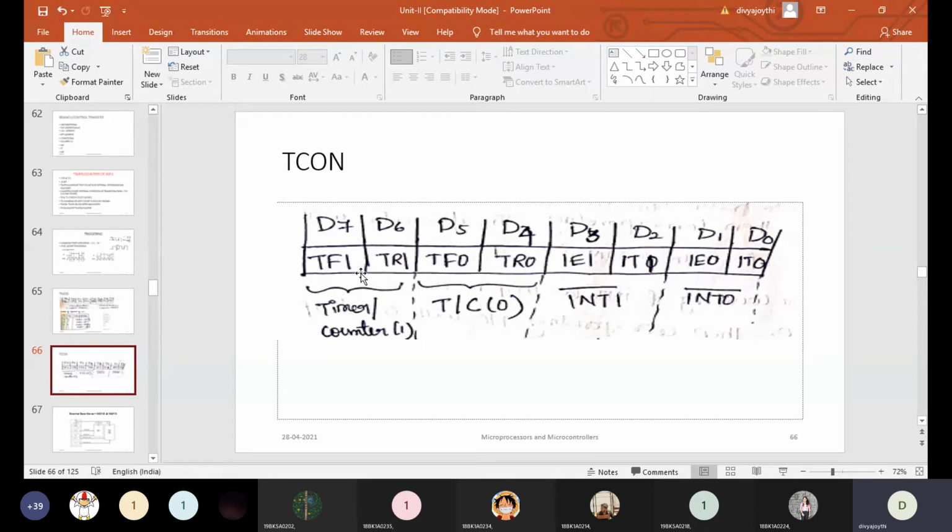In tomorrow's class, you will have a clearer picture about this overflow.